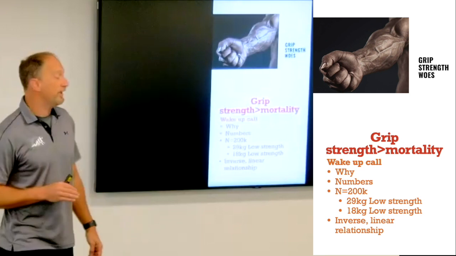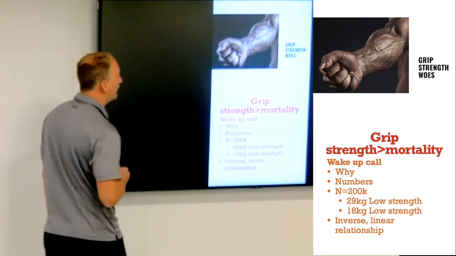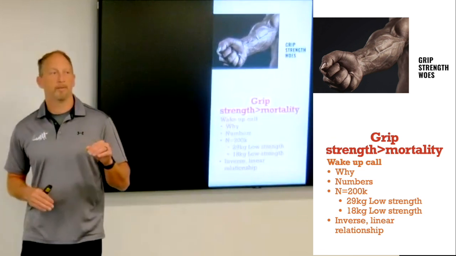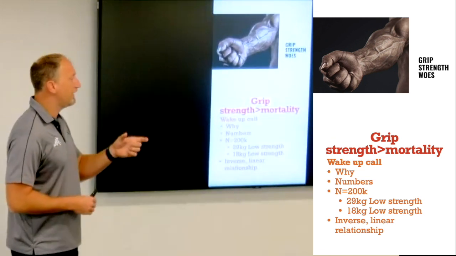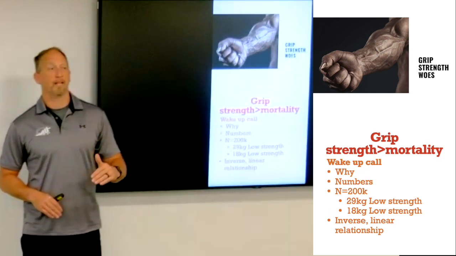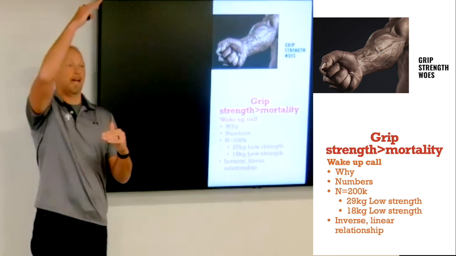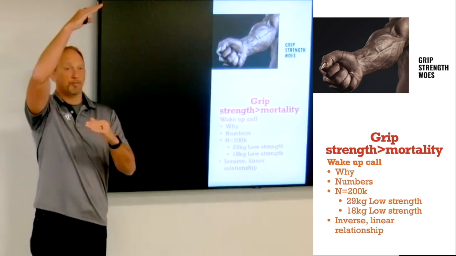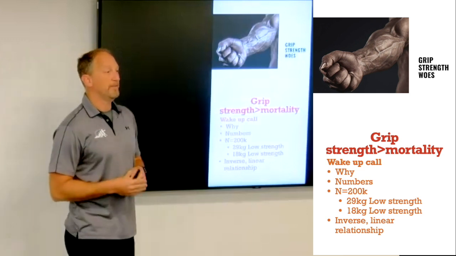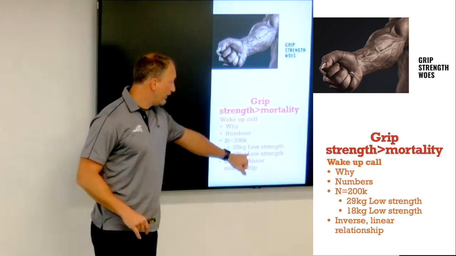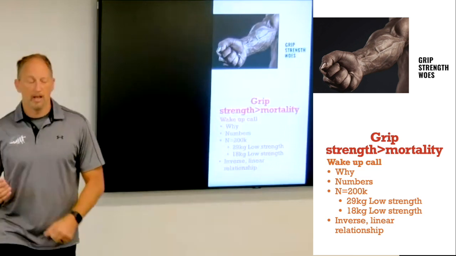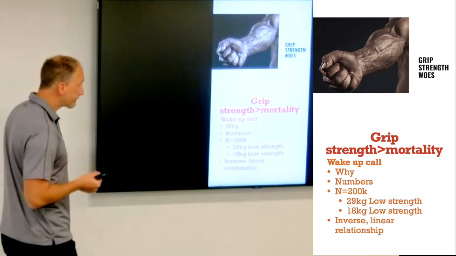That's the worst category to be in. And why is that the worst category to be in? Because there is a direct, linear inverse relationship between grip strength and mortality rate. The lower your grip strength, the higher your mortality rate. As grip strength increases, mortality rate decreases. They're the exact opposite of each other. So the lowest category is classified as low strength if your grip strength is under 29 pounds if you're a male, under 18 pounds if you're a female.